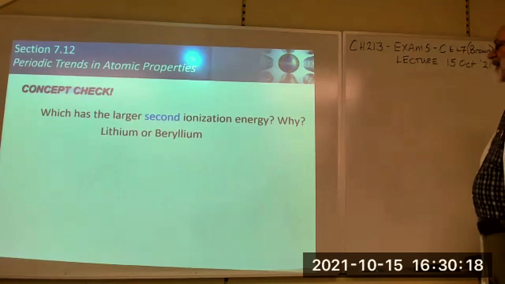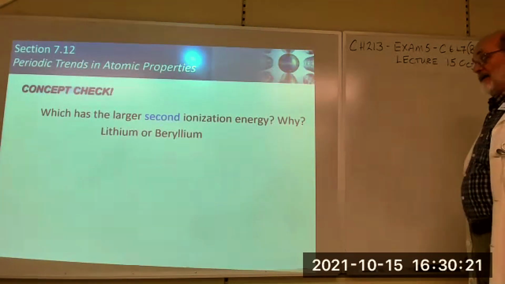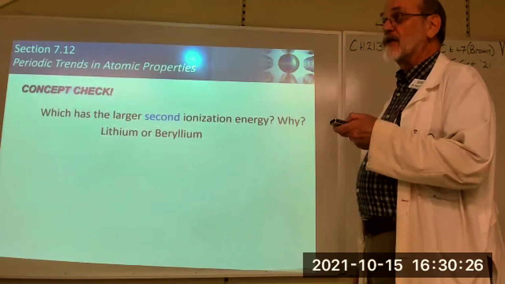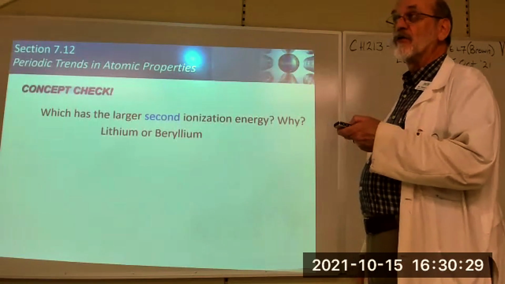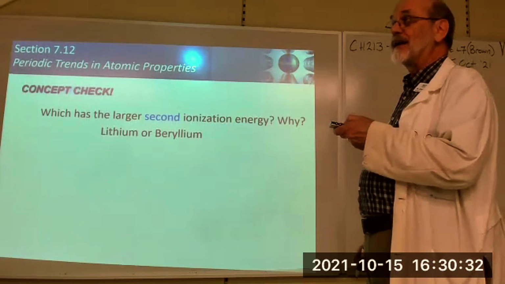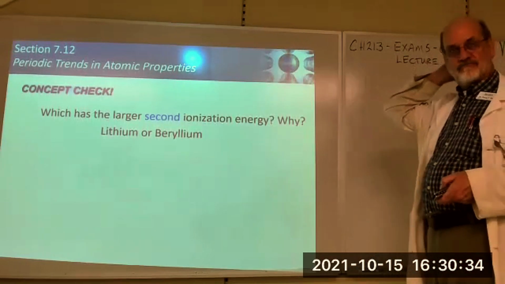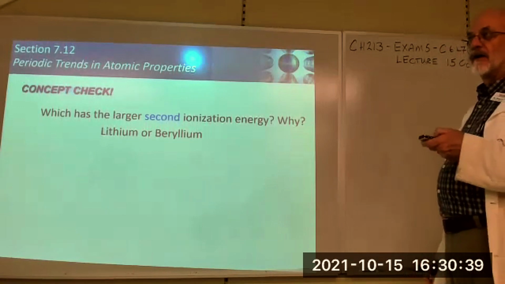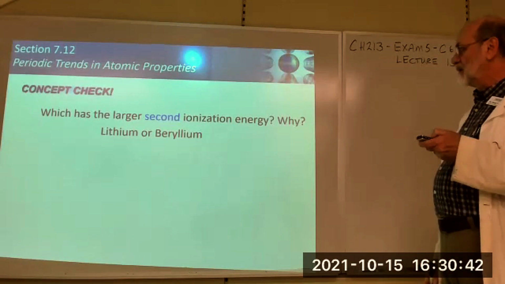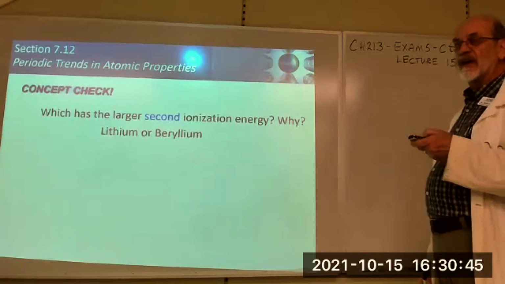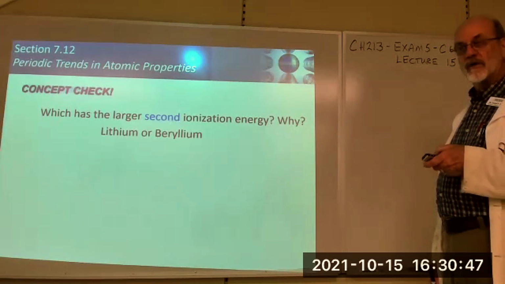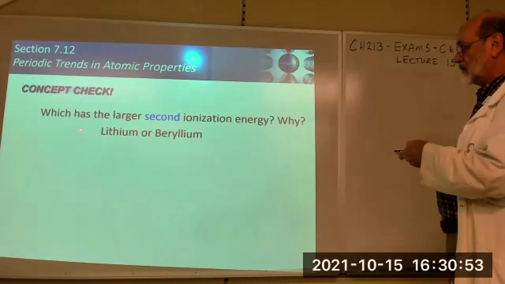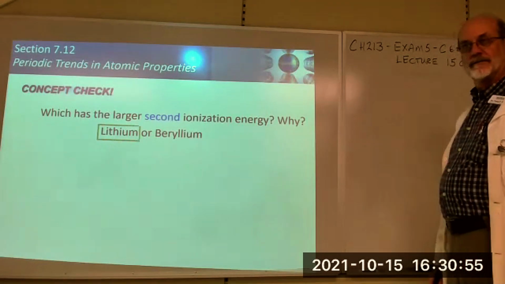Which has the larger second ionization energy? All right, so let's see. Where's lithium? There's lithium. First ionization energy is 1 electron. Now, when you remove an electron from lithium, it looks like helium, right? It's got a perfectly filled outer orbital. You're into the core. Whereas beryllium, you've got to get rid of 2 electrons, so the second electron is still part of the s orbital. It's easier to remove. So the larger second ionization energy would be lithium because we're getting into the core.